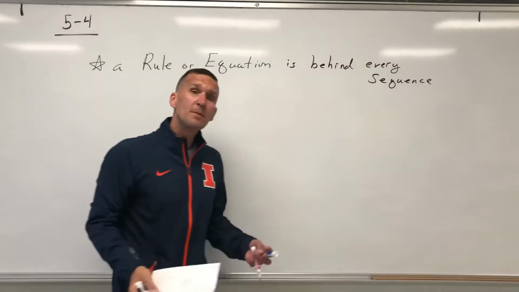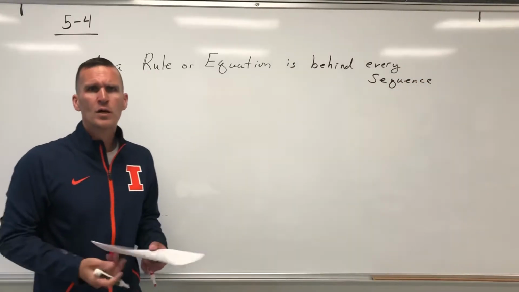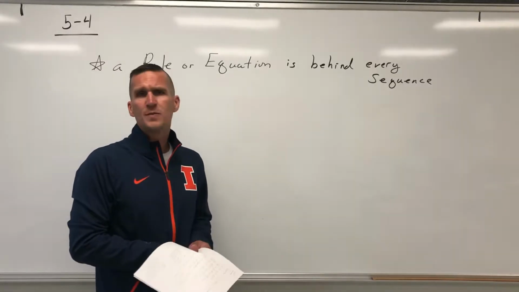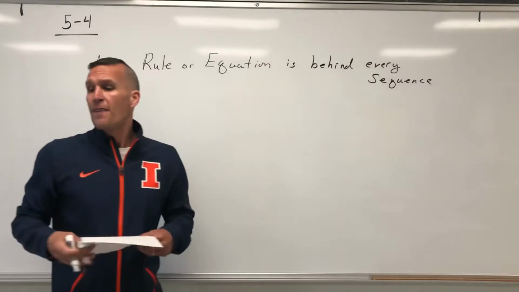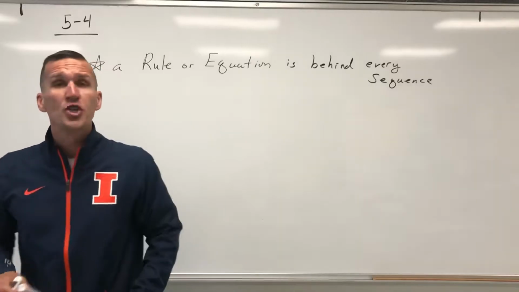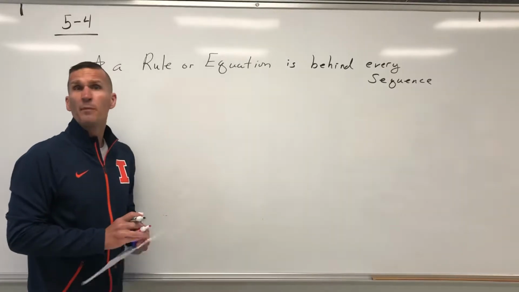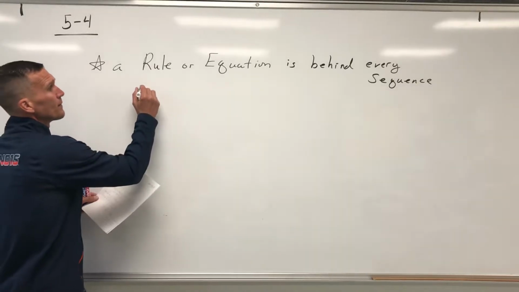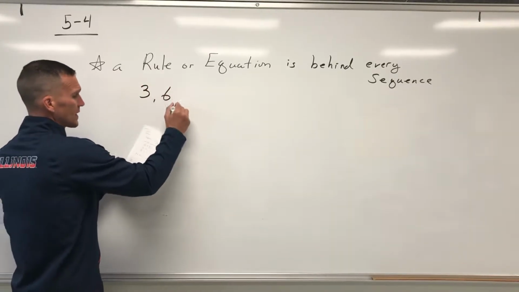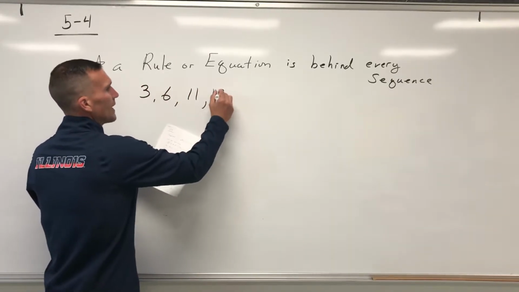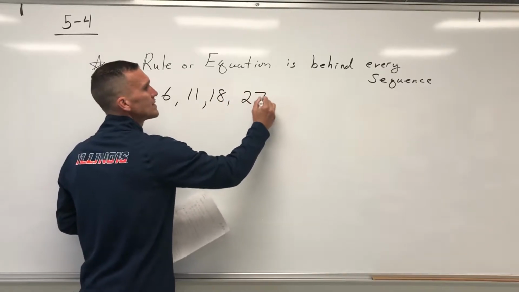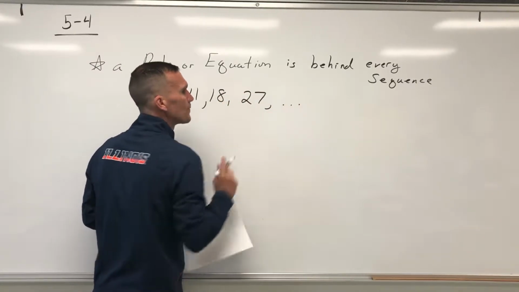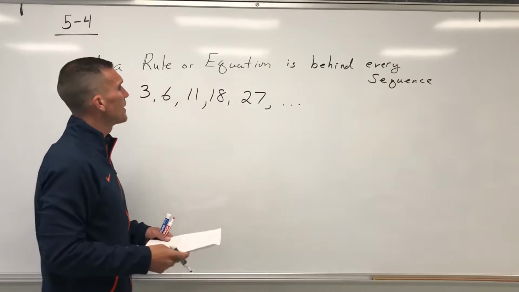Now, what does that actually mean? Like, what do you mean by a rule or an equation is behind every sequence? Well, that rule or equation generates every number in the sequence. So here is what I want to write underneath it. 3, 6, 11, 18, 27, ... So this sequence could go on forever.